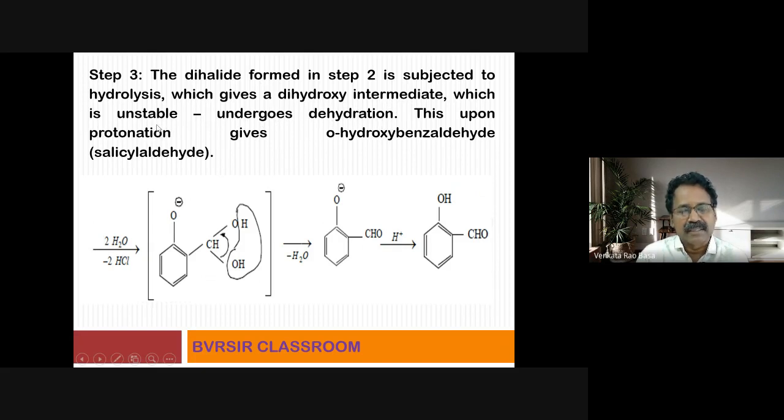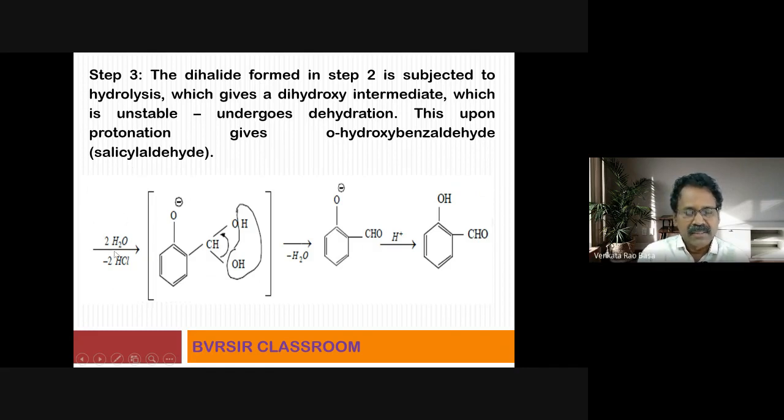I'll explain everything about that. Therefore, since it is unstable, it undergoes dehydration. Dehydration means removal of water. Next step, this upon protonation gives orthohydroxybenzaldehyde, which is commonly called salicylaldehyde.